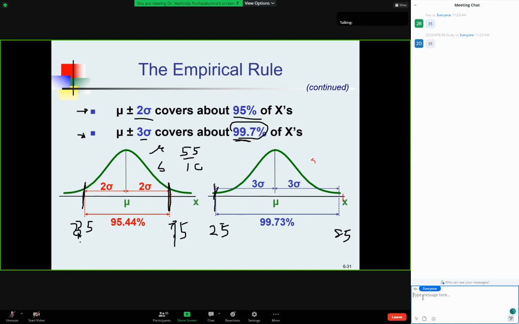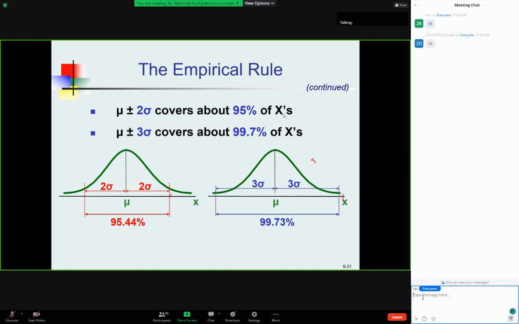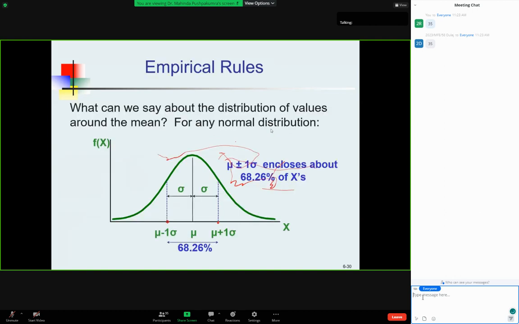That's why we consider an outlier above Z value of 3. If the Z value is 3, we consider this as an outlier. Okay. Then you can check this with the table also.